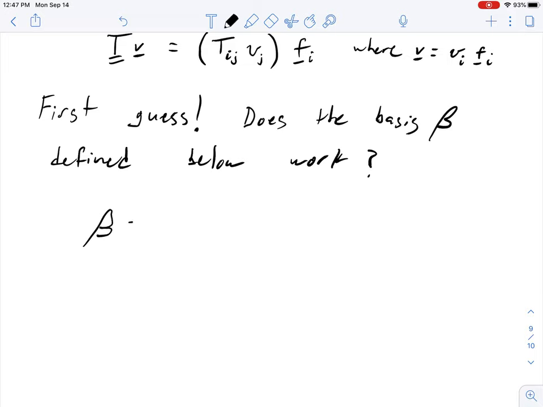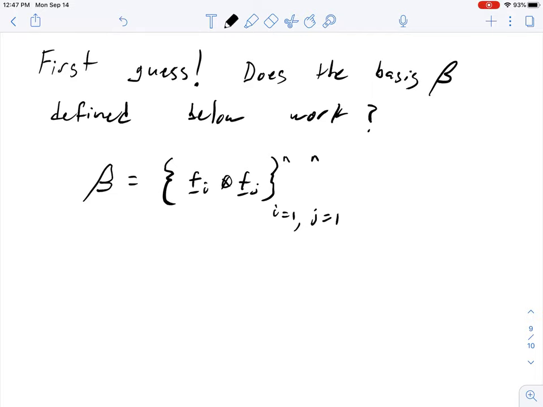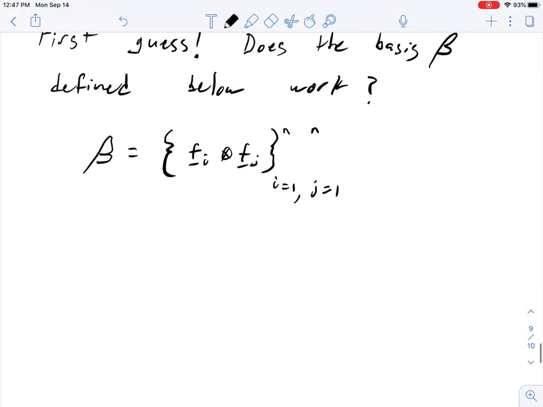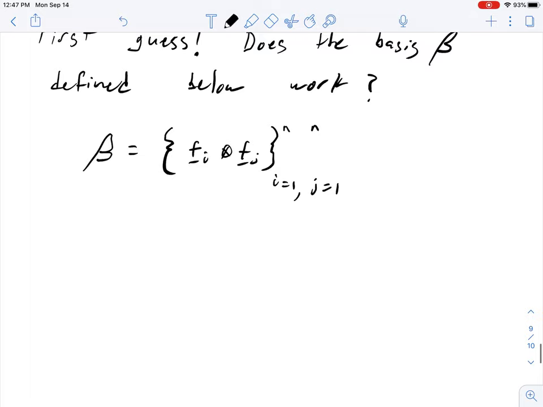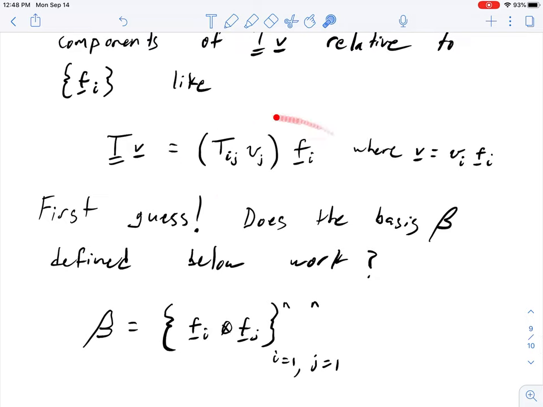Just say that B is equal to the set of F subscript i tensor F subscript j, i going from 1 to n, j going from 1 to n. Well, let's look at that and see if it works. It's easy enough to show that if F is a basis, then B here is a basis for lin(V, V), which is to say that all tensors can be expressed as linear combinations of these, and they can be expressed uniquely as a linear combination of these n squared elements. But it's not going to be the one that we want, because it's not going to do this with the components.